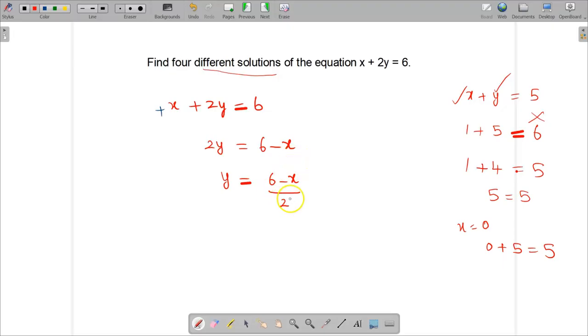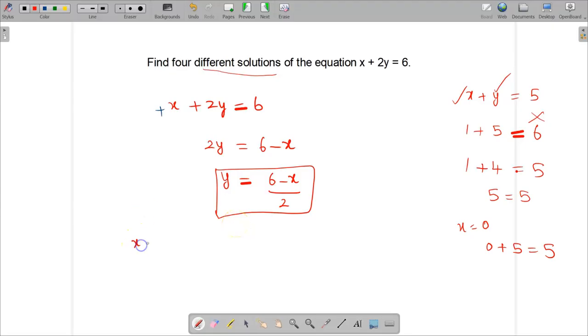It will become divided by 2. Okay, so this is my y. So y is equal to 6 minus x by 2. Okay, so now what I am going to do? I have to find out different solutions. Let me take four different values of x and find out four different values of y, and in combination x and y it is going to be the solution of the particular equation.